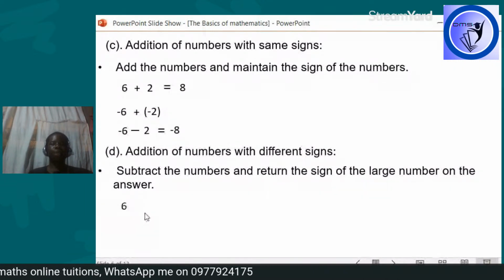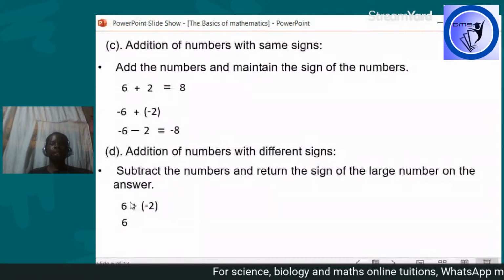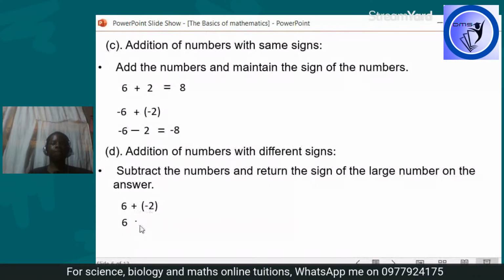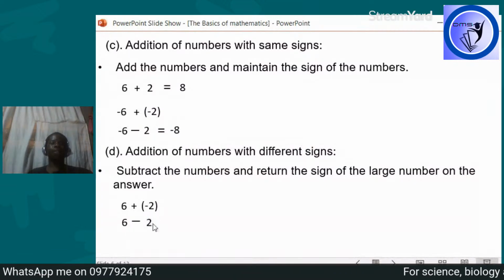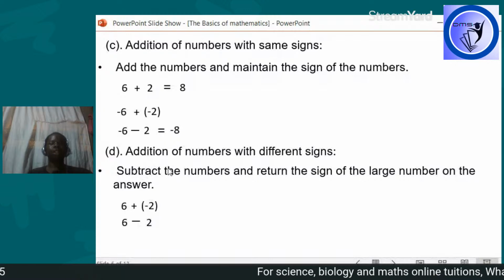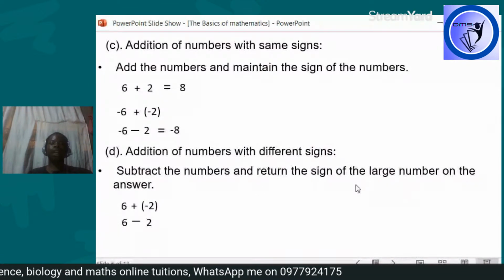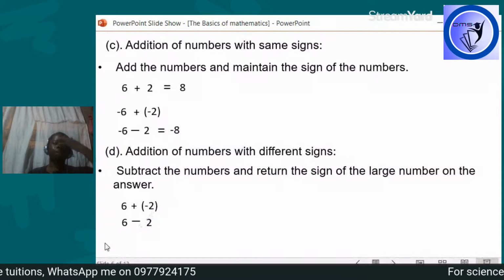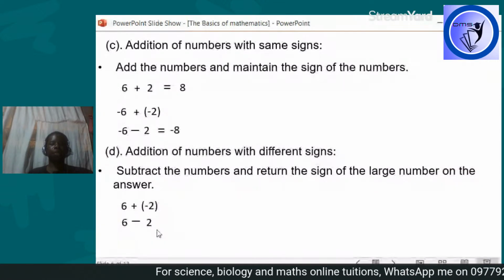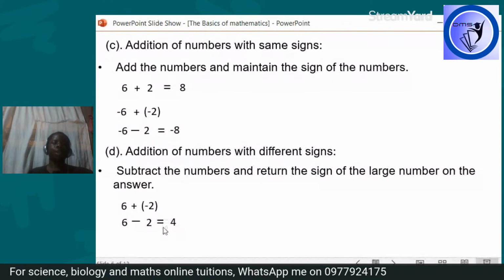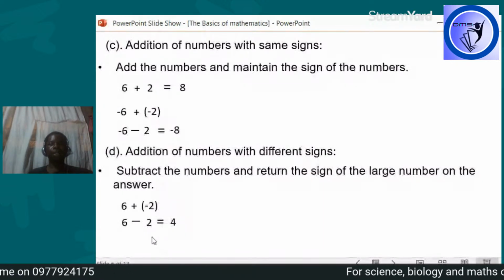So we have an example: 6 here, then open brackets -2. Let's clear out the brackets just as we did. Positive times negative will get negative there too. So notice that 6 is positive, then this 2 is negative. All right. According to this condition, addition of numbers with different signs will follow this: subtract the numbers and retain the sign of the large number on the answer. So we subtract 6 minus 2. What do we get? We get 4. Now, the bigger number, what sign does it have? Positive. So this 4 remains positive. No doubt about it.